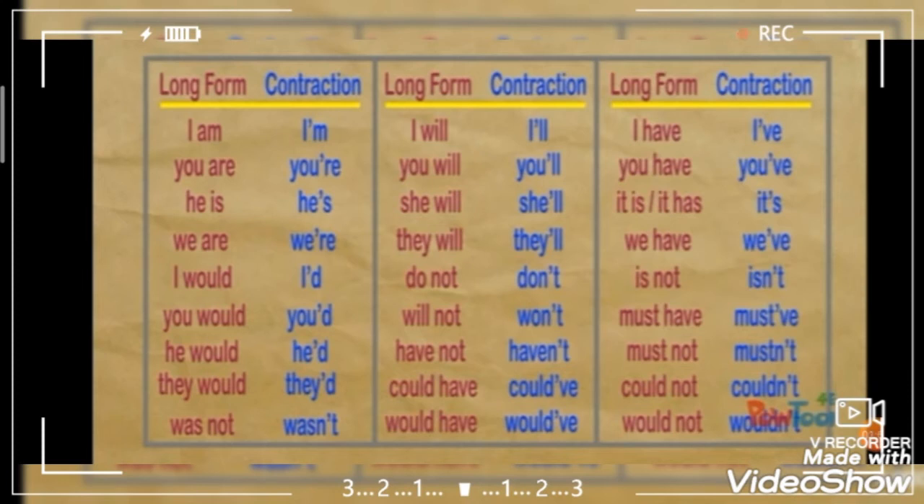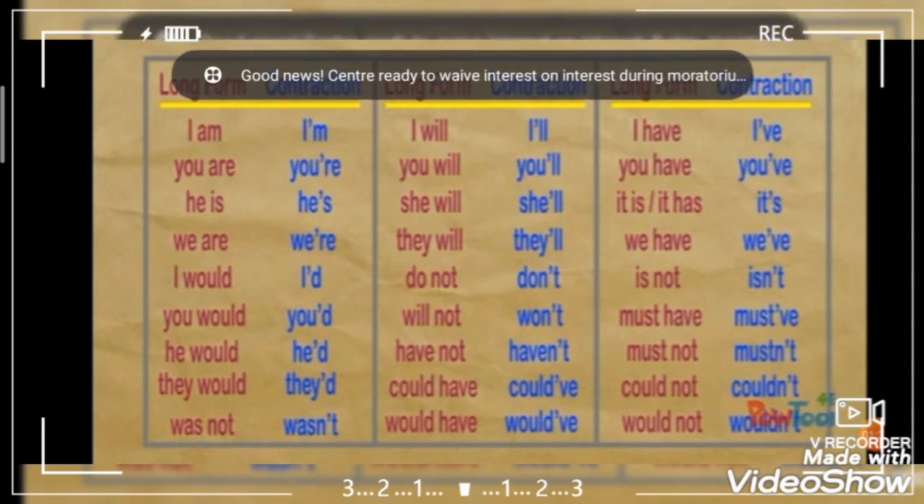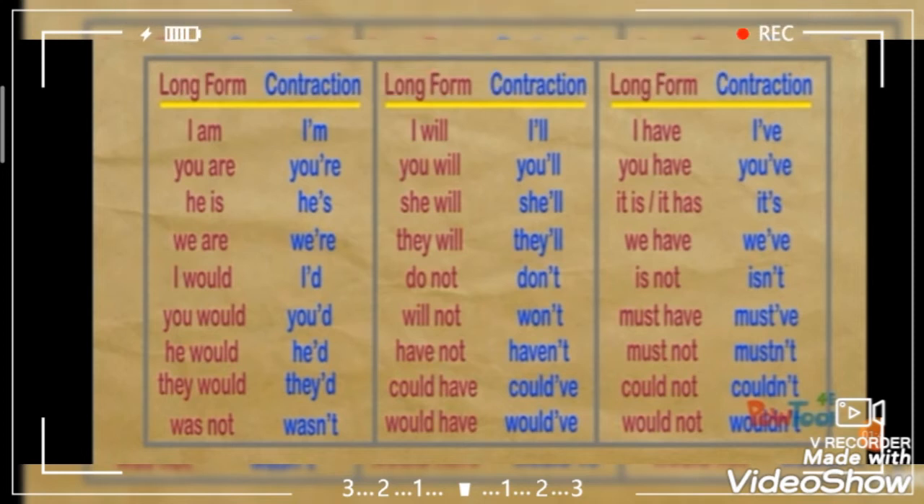Long forms and contractions. I am. You are. He is. We are. I would. You would. He would. They would. Was not, wasn't. I will. You will. She will. They will. Do not, don't. Will not, won't. Have not, haven't. Could have. Would have.